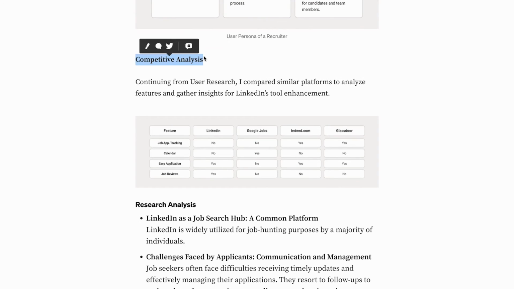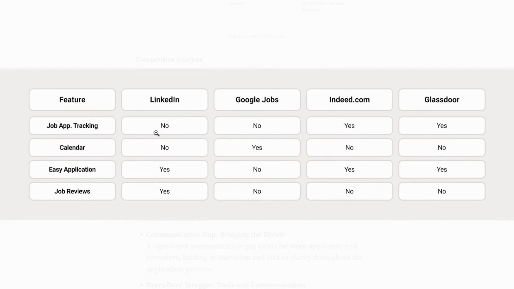Okay, so now we have competitive analysis. There is some sort of a matrix over here. I don't really know what this means. Like here again, right? A better way to present this is to make no red and yes green, because now I have to read everything and try to understand what is yes and what is no, right? It's simple common sense, right? So make it easy for me to understand.